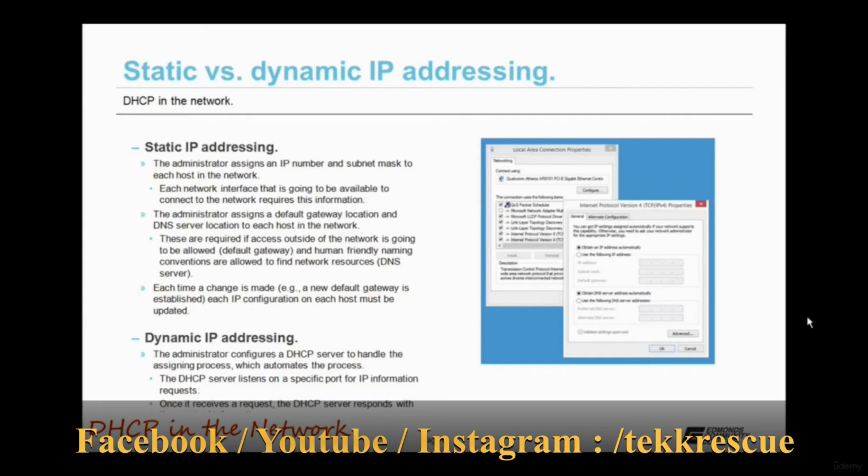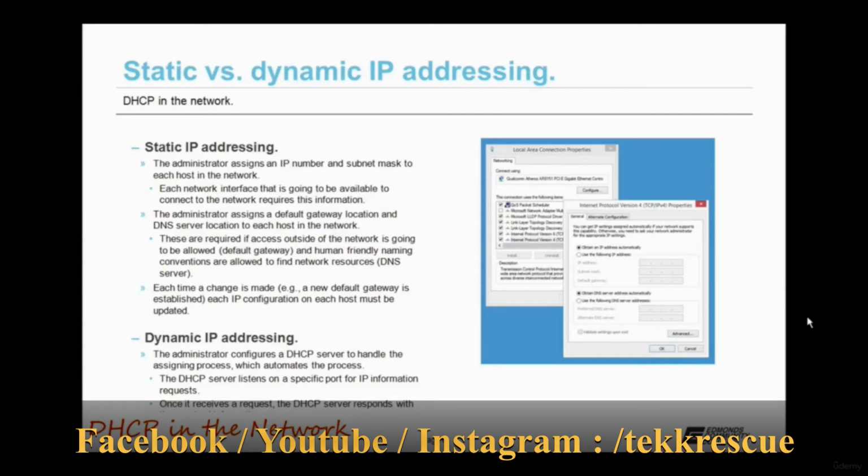That would be through the default gateway. And if human-friendly naming conventions are going to be allowed, and that way you can more easily find network resources, that would be through a DNS server. Now, each time a change is made, as in a new default gateway is established, each IP configuration on each host must be updated. That's why it becomes rather cumbersome and complicated as the network grows.